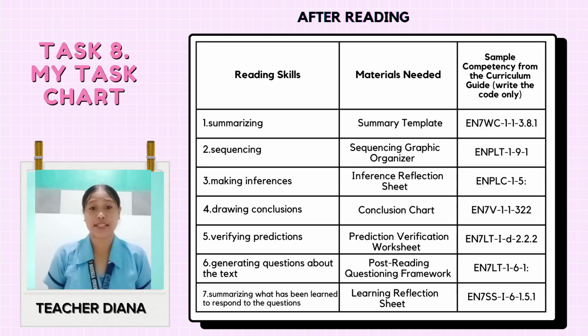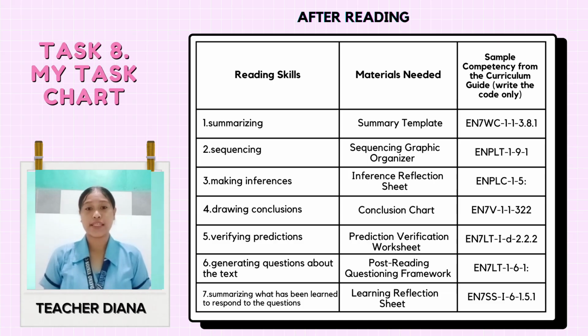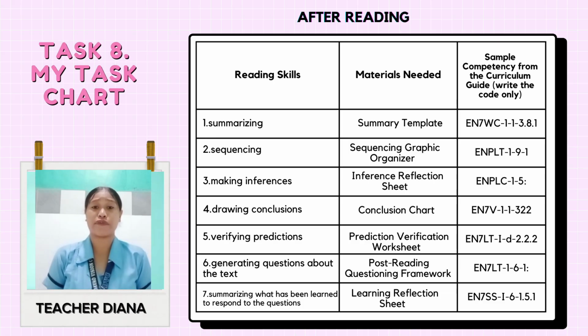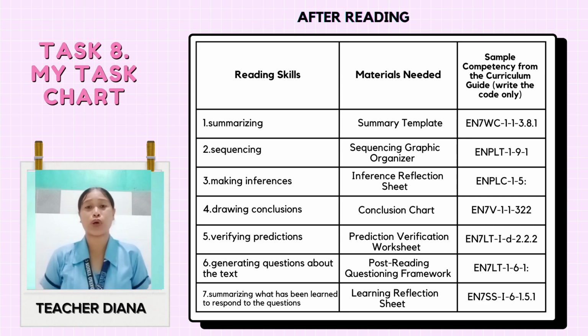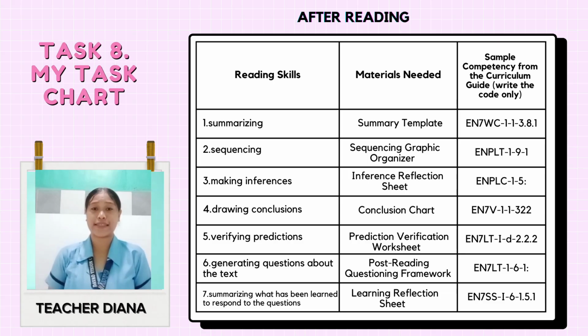So let's proceed to number 2. Reading skill: sequencing. The materials needed: sequencing graphic organizer. The sample competencies from the curriculum guide: EN7PLT-1-9-1. Sequencing is important for understanding the order of events or ideas in a text. A sequencing graphic organizer helps students visualize the flow of information, which aids in comprehension and recall. This curriculum code supports the development of organizational skills in reading.